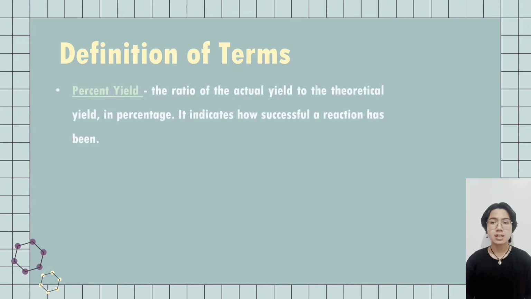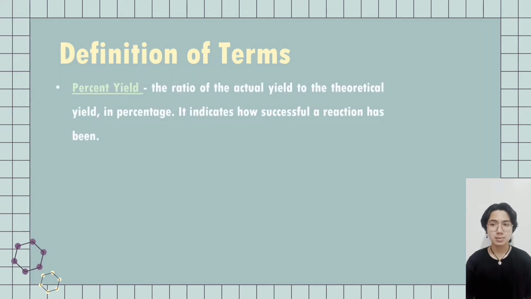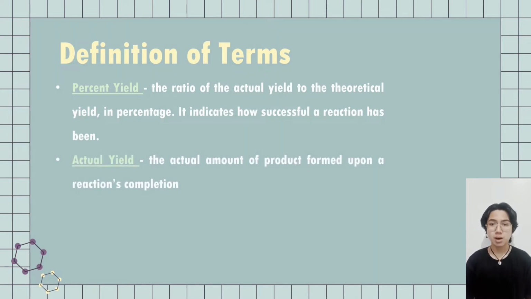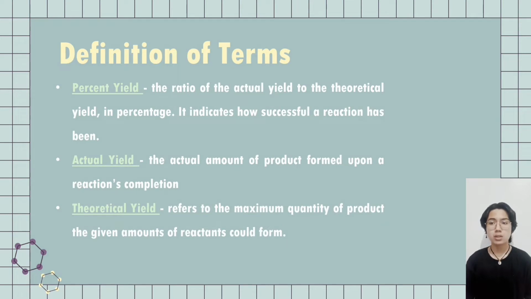Percent yield indicates how successful a reaction has been. It is the ratio of the actual yield to the theoretical yield in percentage. Hence, to get the percent yield, divide the actual yield, which is the actual amount of product formed after the reaction is complete, by the theoretical yield, which is the maximum quantity of product the given amount of reactants could form, and multiply it by 100%.